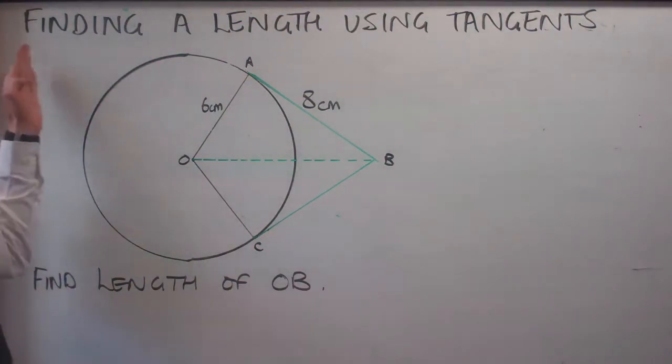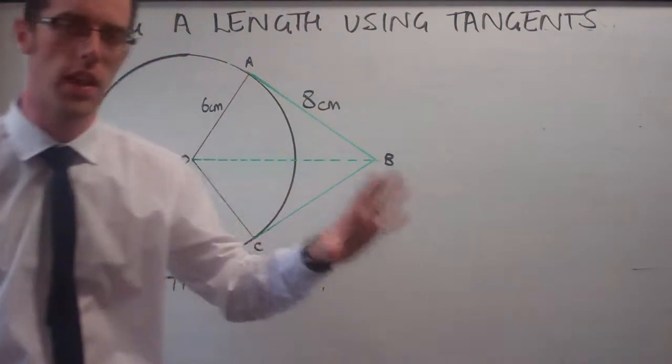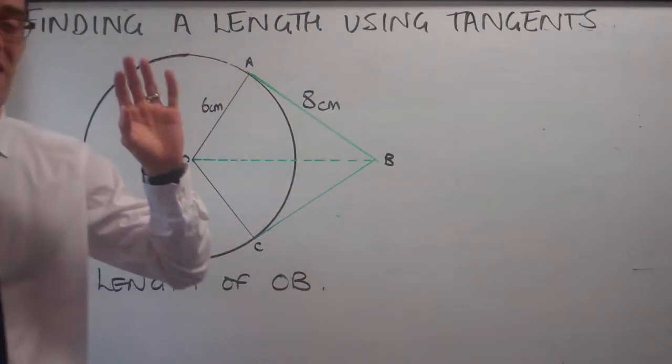So this is a second example we're going to look at. This time we're going to find a length. So we're not going to find an angle using tangents to a circle. We're going to find a length, okay?